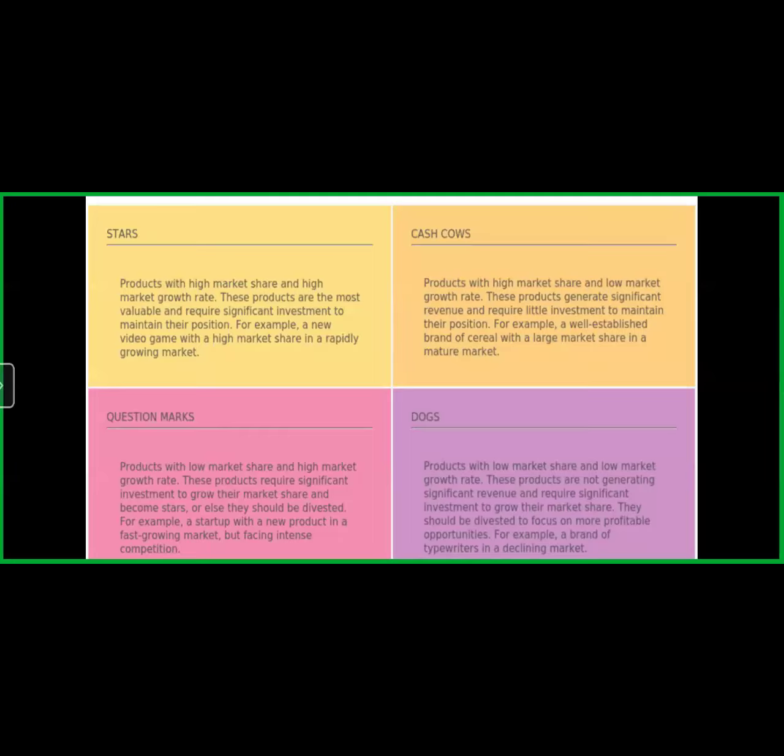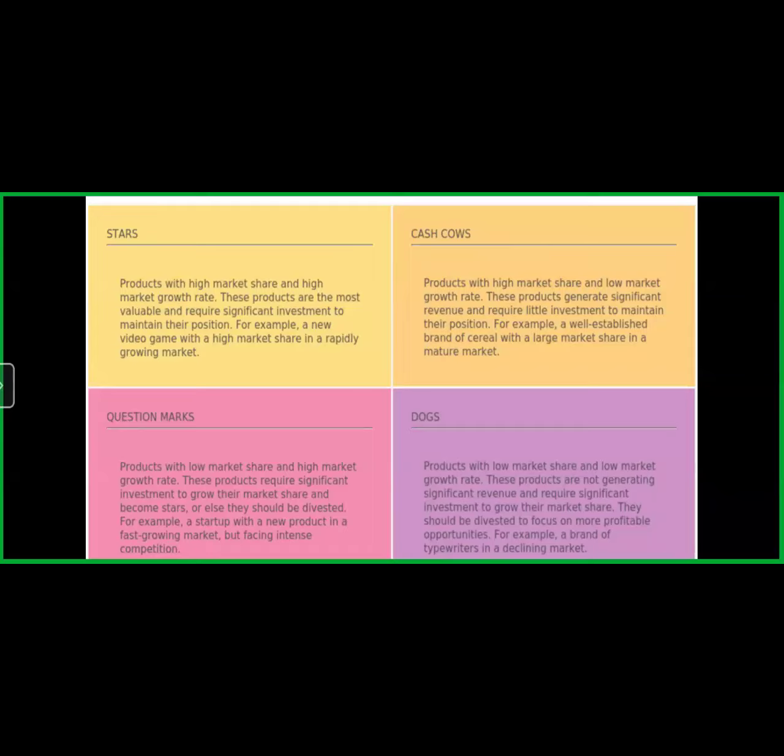Now, the second square talks about cash cow. Now, what is cash cow? Cash cows are products with high market share and low market growth rate. These products generate significant revenue and require little investment to maintain their position. For example, a well established brand of cereal with a large market share in the mature market.